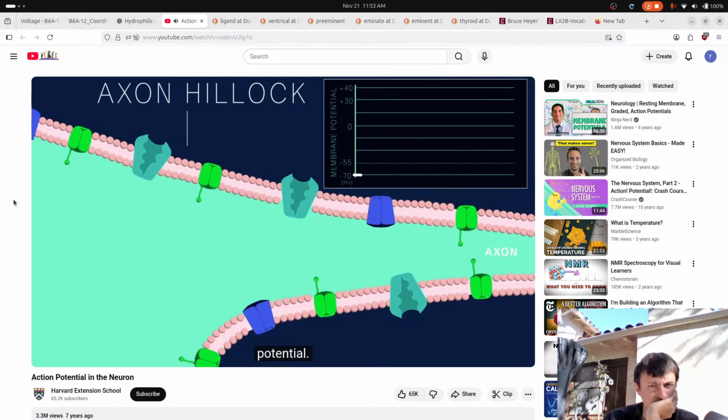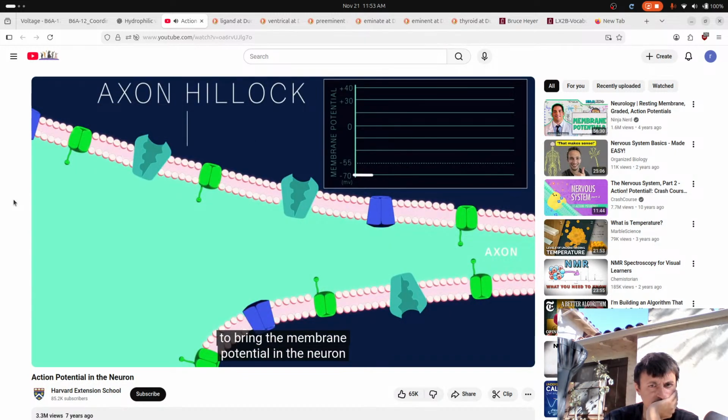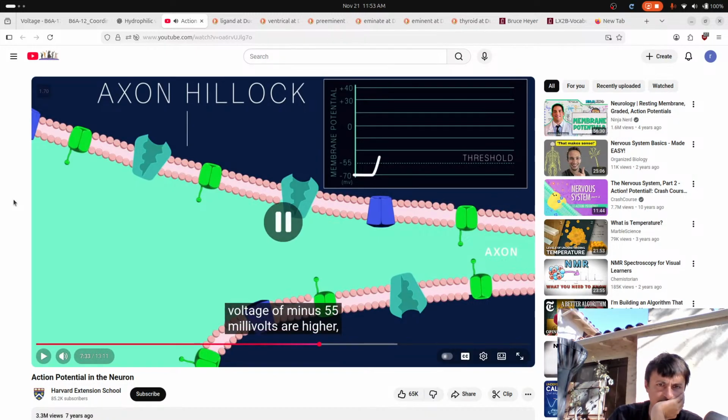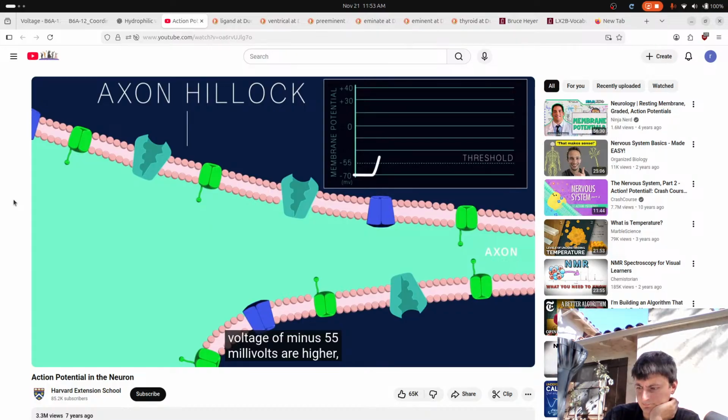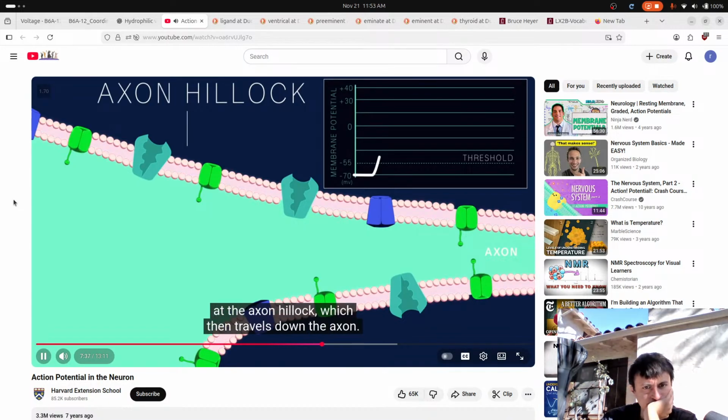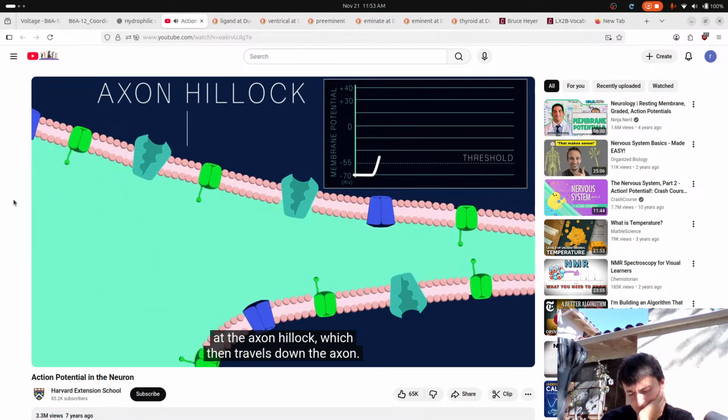When the outside stimulation is large enough to bring the membrane potential in the neuron body up from minus 70 millivolts to the threshold voltage of minus 55 millivolts or higher, this triggers an action potential at the axon hillock, which then travels down the axon.